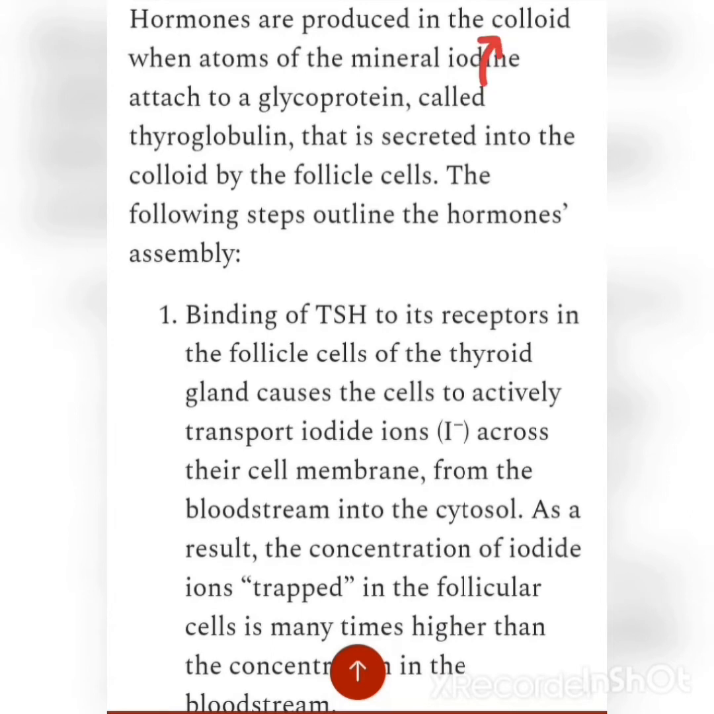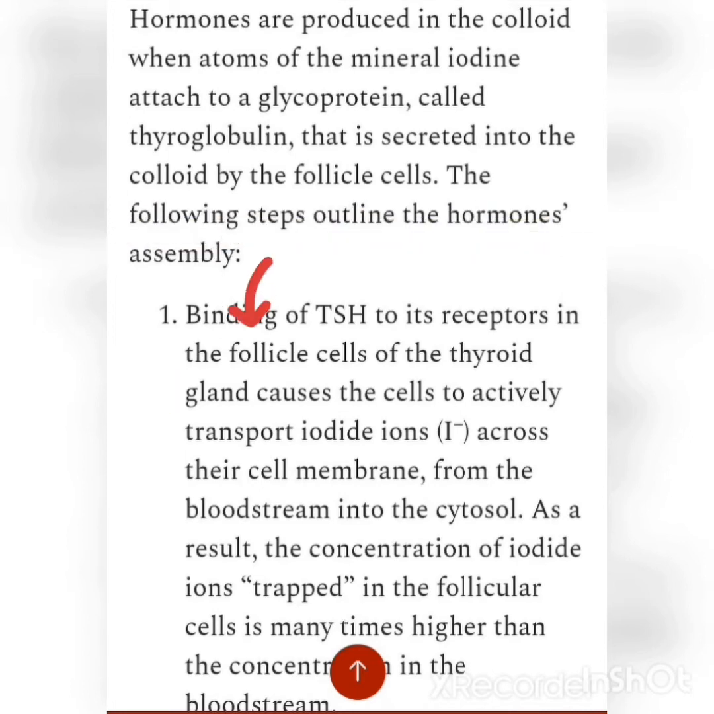Hormones are produced in the colloid. When atoms of the mineral iodine attach to a glycoprotein, it is called thyroglobulin. This thyroglobulin is secreted into the colloid by the follicular cells. The following steps outline the hormone's assembly.